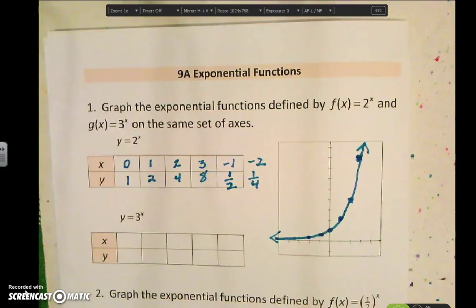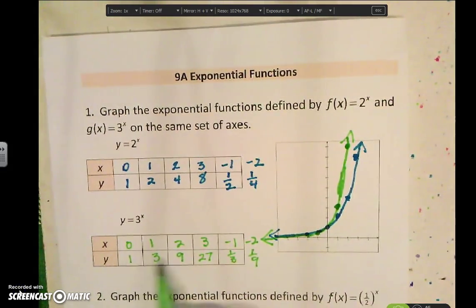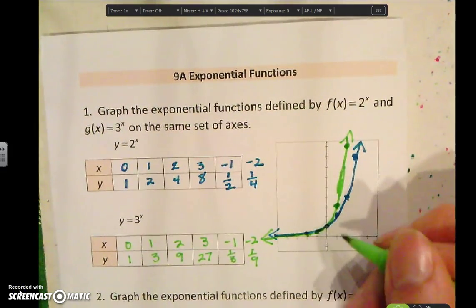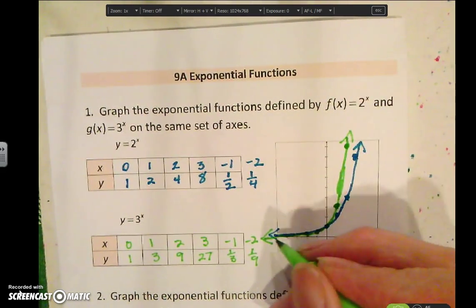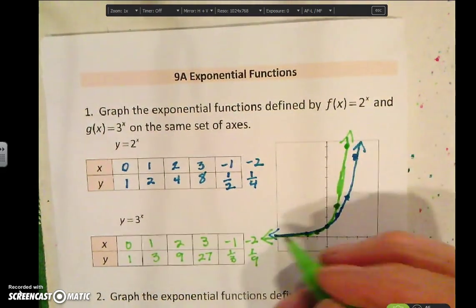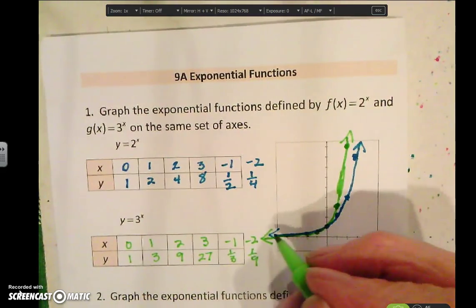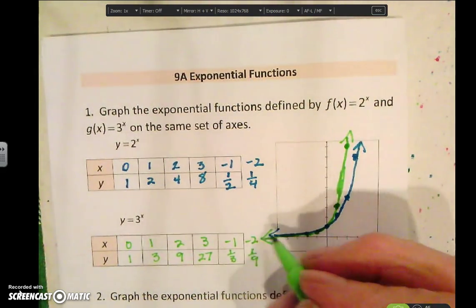All right, so take a second and graph y equals 3 to the x, and then check back and see how you did. All right, so you can see here it goes up just a little bit faster, and it comes down also a little bit faster. But basically, you see it has the same shape, and the green line is going to scoot along that x-axis just like the blue one did.